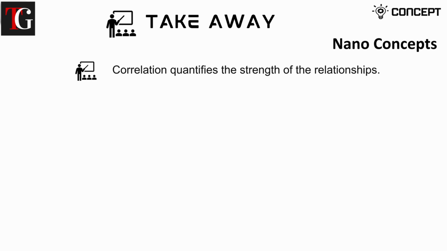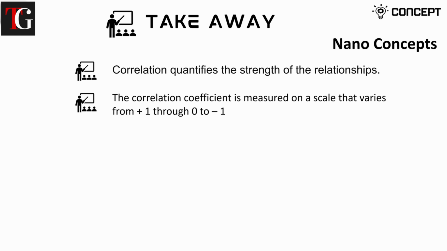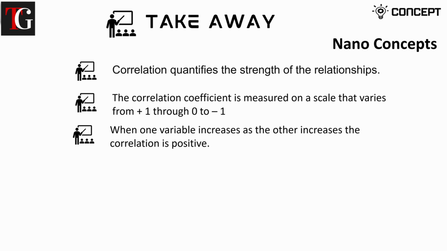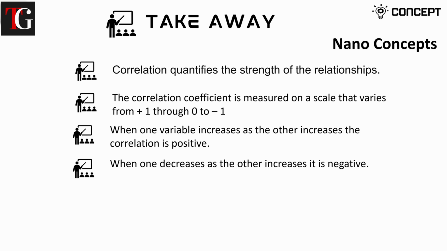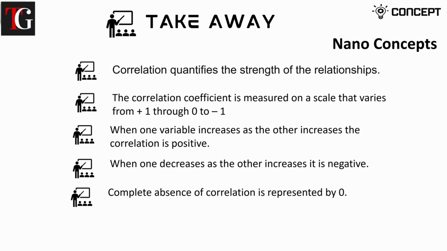Here are the few takeaways and nano concepts learned in this particular video. Correlation quantifies the strength of the relationship. The correlation coefficient is measured on a scale that varies from +1 through 0 to -1. When one variable increases as the other increases, the correlation is positive. When the value of one variable decreases as the value of the other variable increases, it's negatively correlated. Complete absence of relationship is represented by a correlation value of 0.